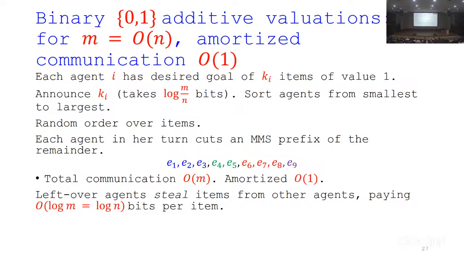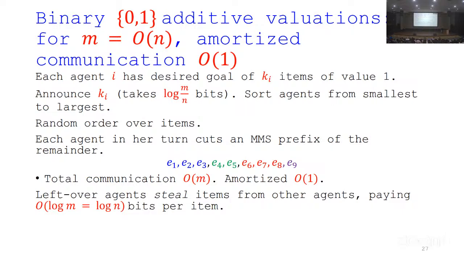So each agent has a desired goal of how many items of value 1 it needs to achieve. So if, let's say, there are k times n items of value 1, then it should receive k such items in MMS. So each one has his own value k_i, how many items of value 1 it needs to receive, and it transmits it. So this takes log(m/n) bits to transmit because the value is not larger than m/n. And so when m is linear in n, that's a constant number of bits.